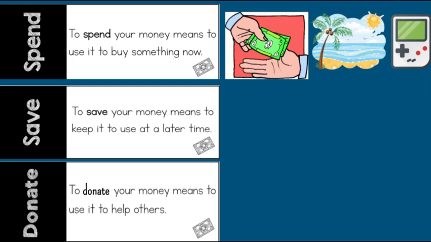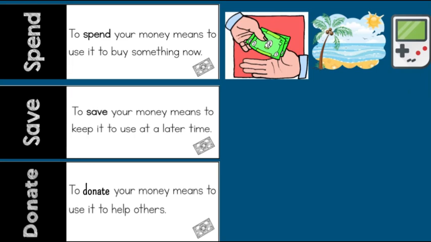That way, you make sure you have the things that you need to survive, like water and food and shelter, like a home. After that, you can use some of your money to buy experiences like vacations or objects like video games or clothing.